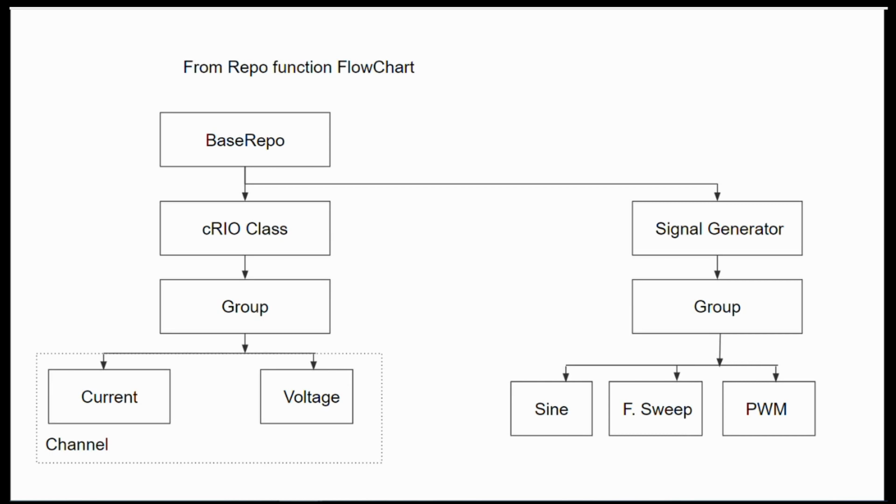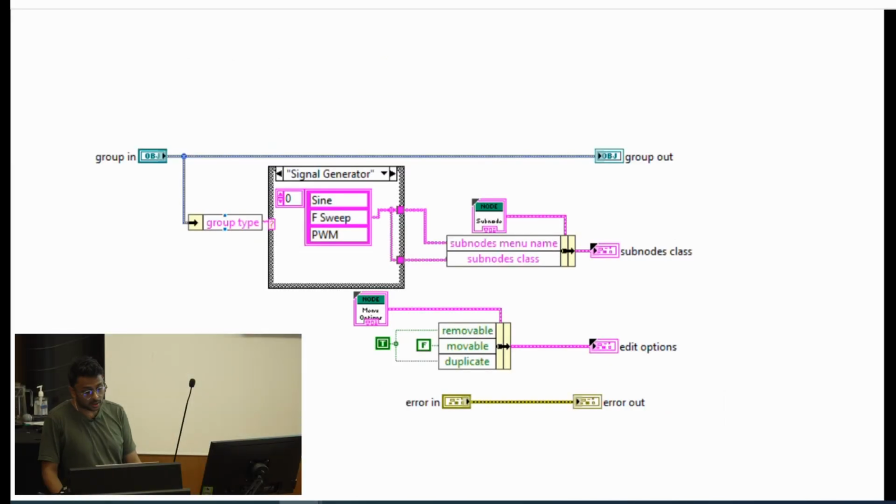And I want to show how to implement that level, how to add nodes which have dissimilar data. And also the group class will be shared amongst both the Cerio and the signal generator top level classes.